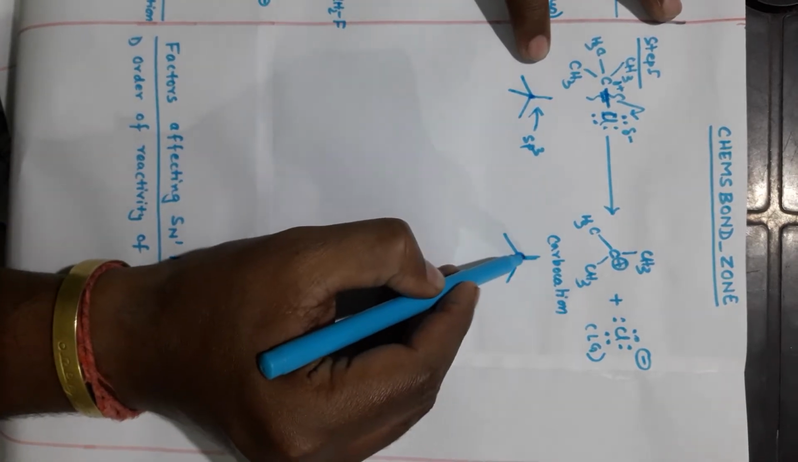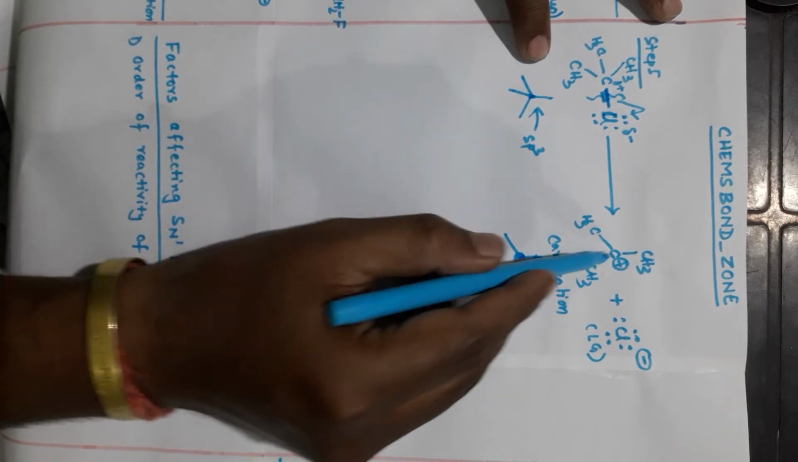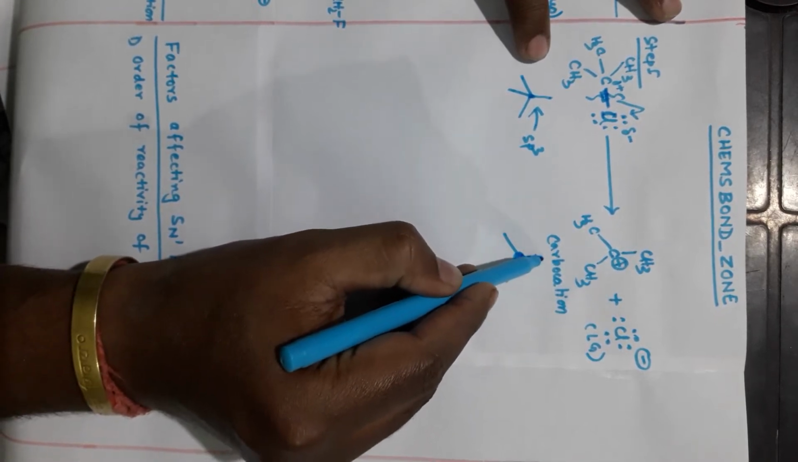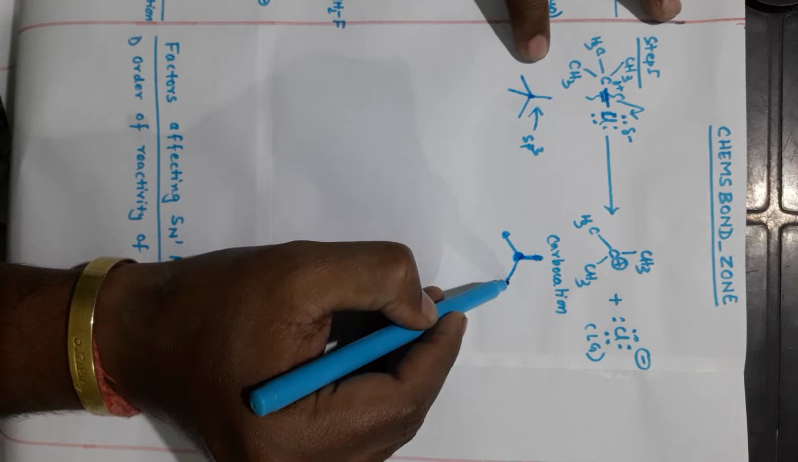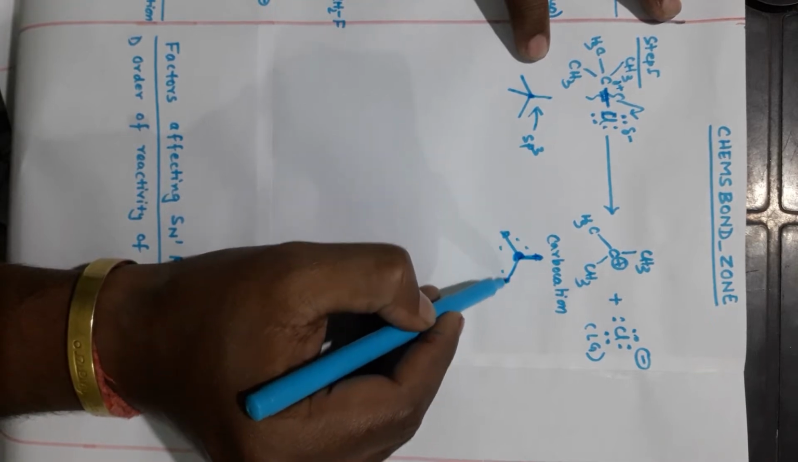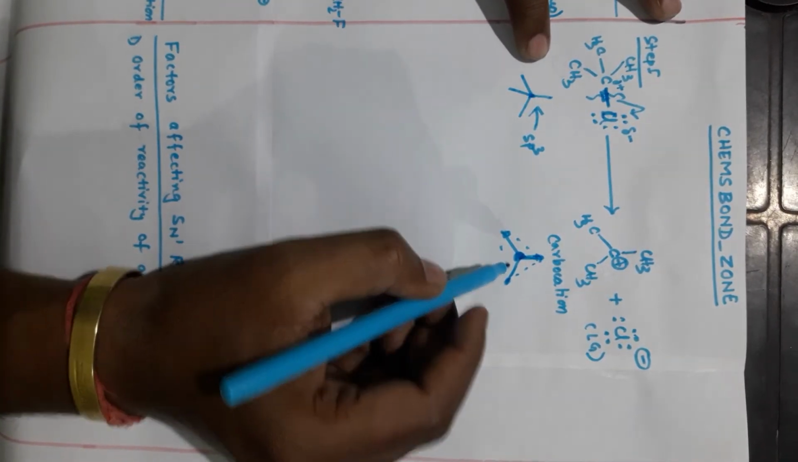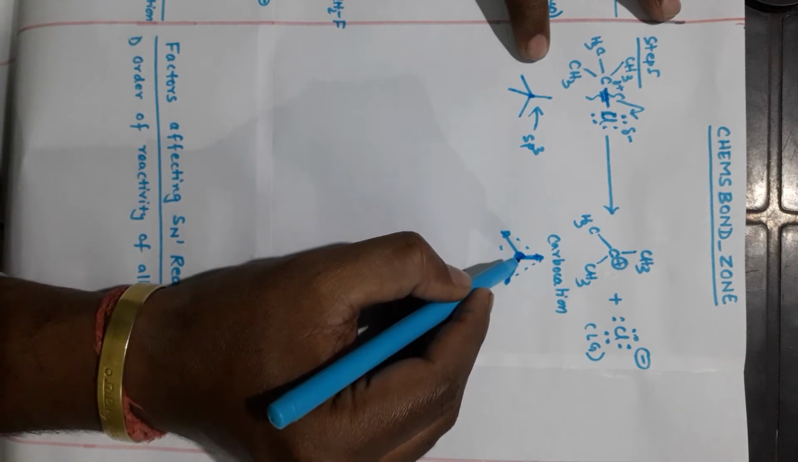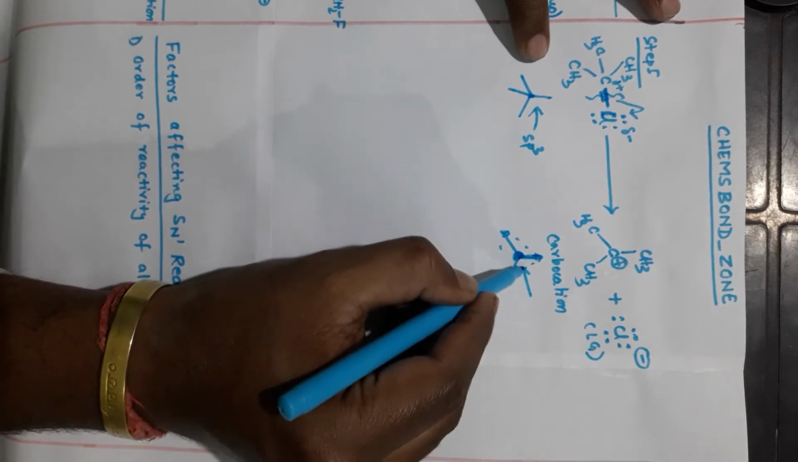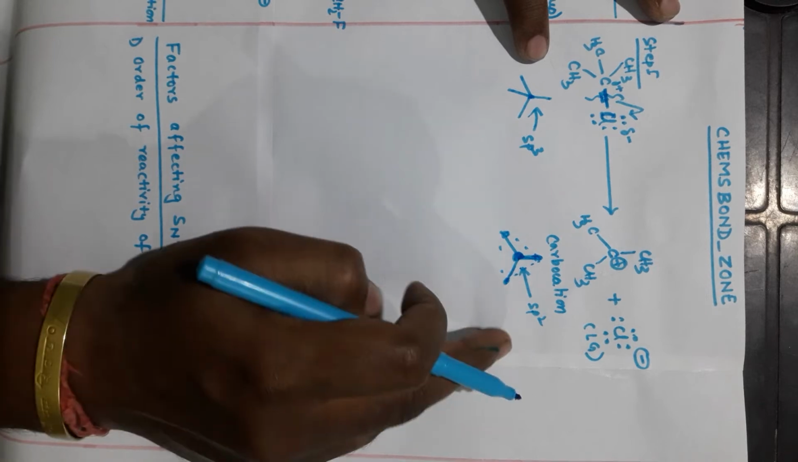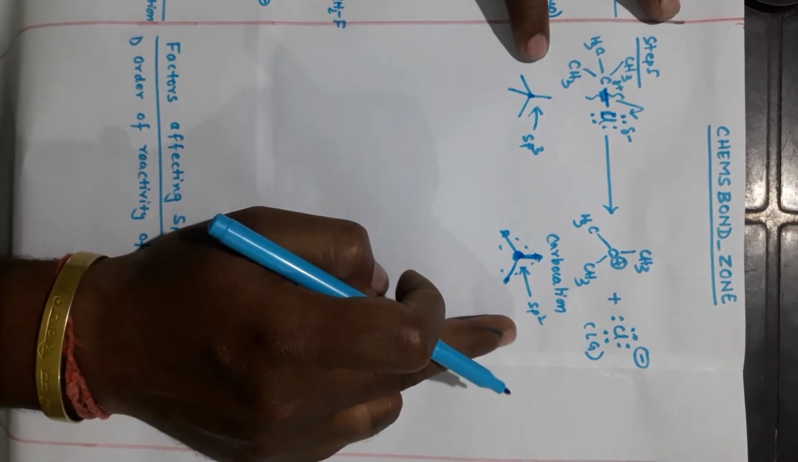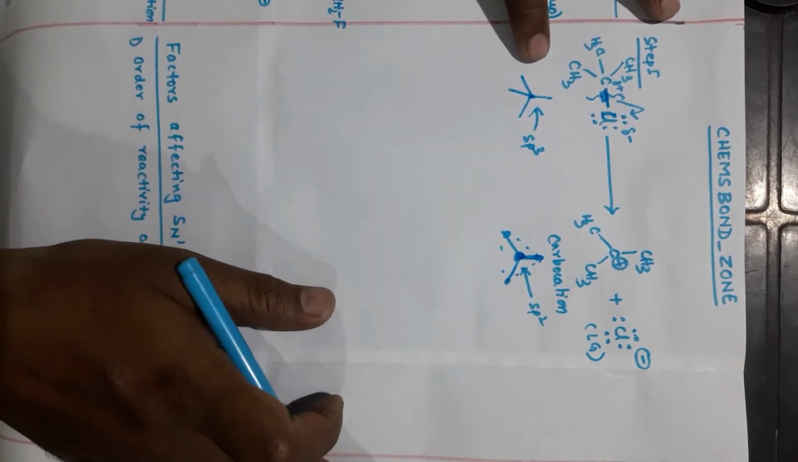Trigonal planar means in this geometry that this is a carbon, and this carbon is attached to 3 other carbons, and all these 4 carbons are in a single plane. They touch the same plane. So that's why it is trigonal planar. A carbon which has trigonal planar geometry is sp2 hybridized. Remember this point. I'll come to this point again.